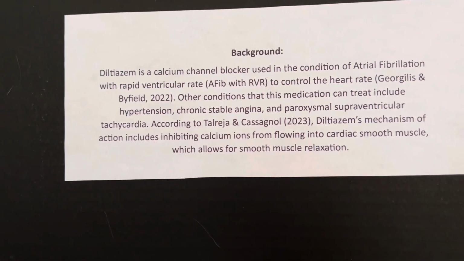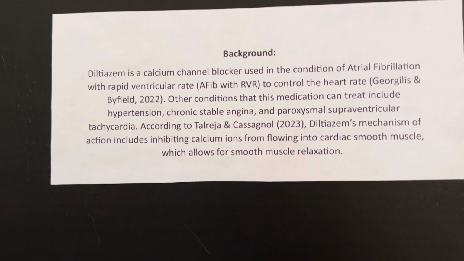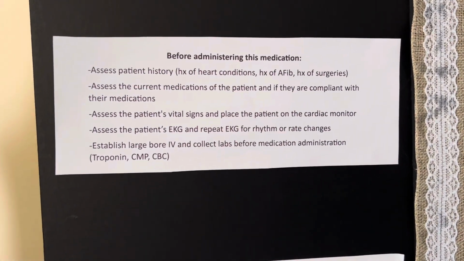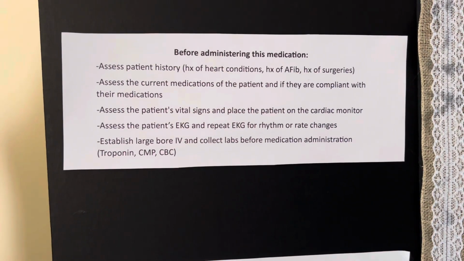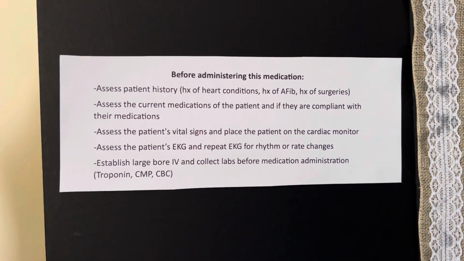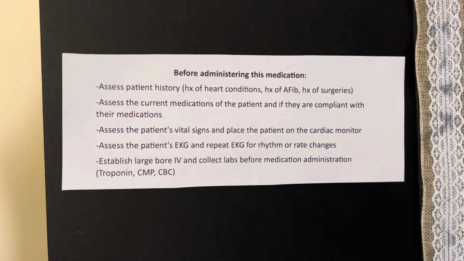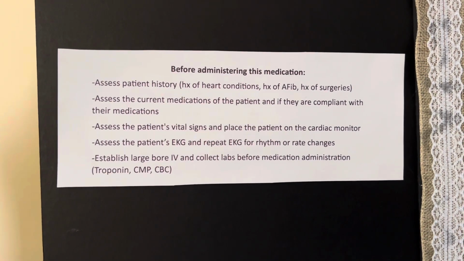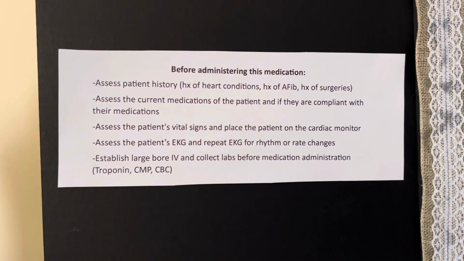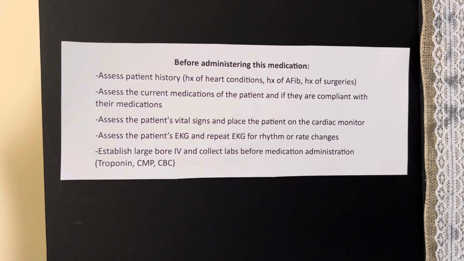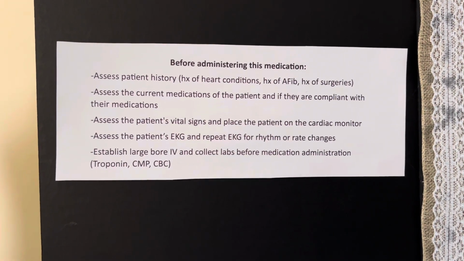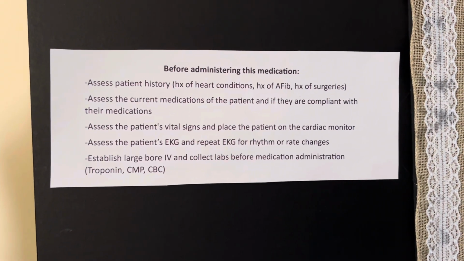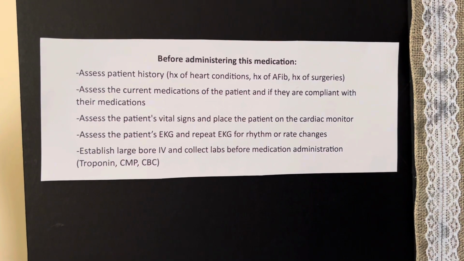and paroxysmal supraventricular tachycardia. Before administering Cardizem, there are at least 5 things we want to look into. First, we want to assess the patient's history, like heart conditions, AFib, any prior surgeries they've had. Next, we want to find out what medications they're currently taking. Do they comply and take these medications as they are ordered?